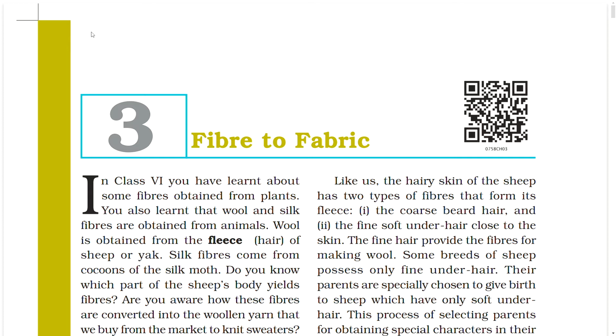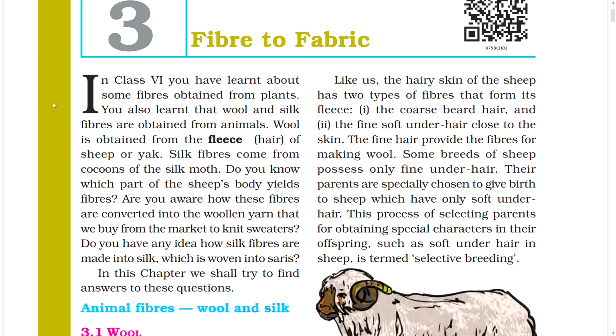Do you know which part of the sheep's body yields fibers? Are you aware how these fibers are converted into the woolen yarn that we buy from the market to knit sweaters? Do you have any idea how silk fibers are made into silk, which is woven into saris? In this chapter, we shall try to find answers to these questions.